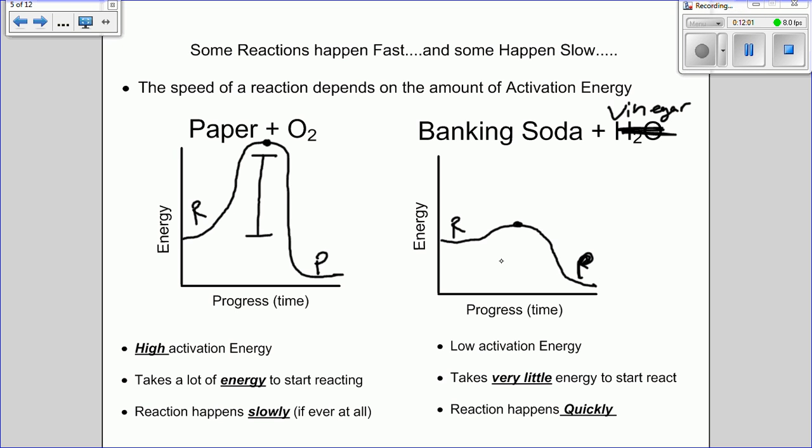So just like rolling the rock over the hill, what's going to happen faster? If you had to roll a rock over this hill, that would happen very slowly. If you had to roll a boulder over this hill, you would be able to do it much quicker with less energy. So your activation energy is low, and therefore it takes little energy to start the reaction. So with your baking soda and your vinegar mixed together, very little energy is needed, and they can pretty much instantaneously go to your product without taking the time to get to your activation energy. And therefore, it happens very, very quickly.